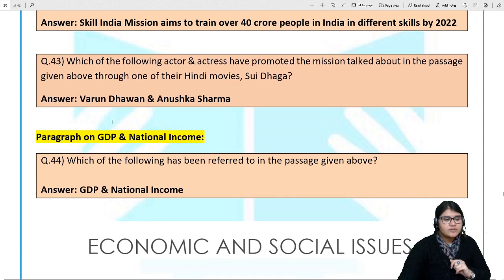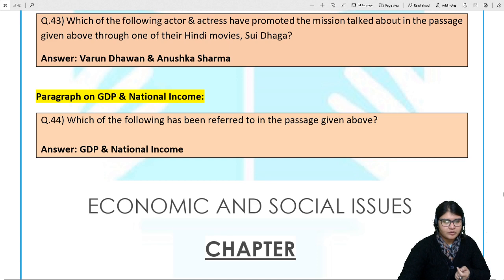Moving on, which of the following actor and actress have promoted the mission talked about in the passage given above through one of their Hindi movies? Now, a few students have told us that they haven't mentioned the name of the movie, so that also can be a probability, that the question stops at Hindi movies and question mark. So the answer is Varun Dhawan and Anushka Sharma. They're talking about the Sui Dhaga movie that had been released at that point of time.